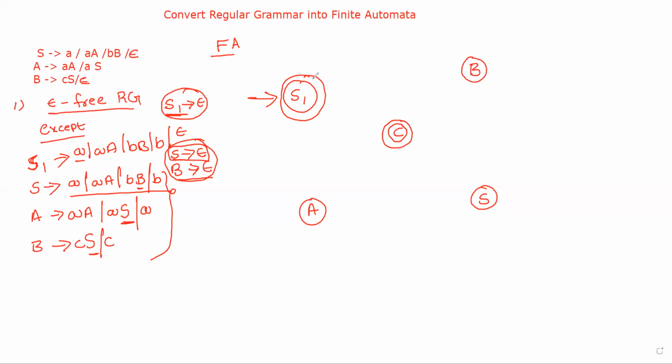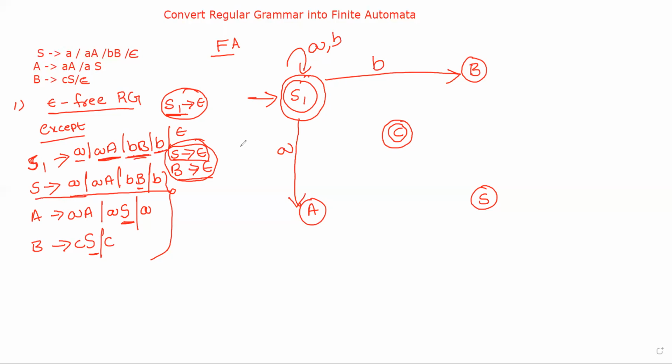See this one now. The concept is very simple. First, I will write S1 tends to this one. S1 tends to a, that is, reach to the final state. S1 on small a moves to capital A. I think everyone knows this procedure. S1 on small b moves to capital B. S1 on small b moves to the final state.